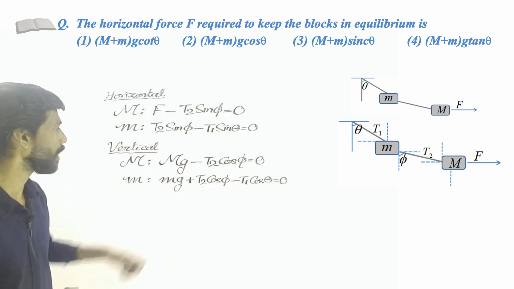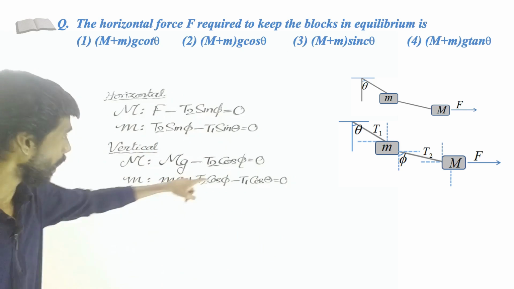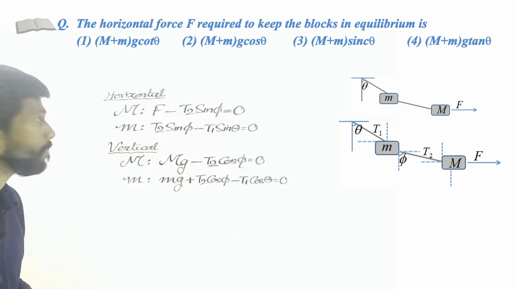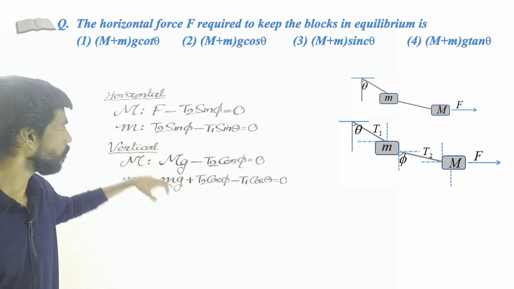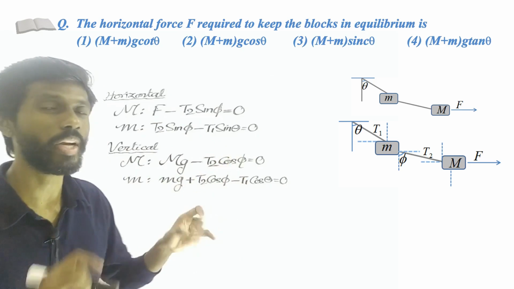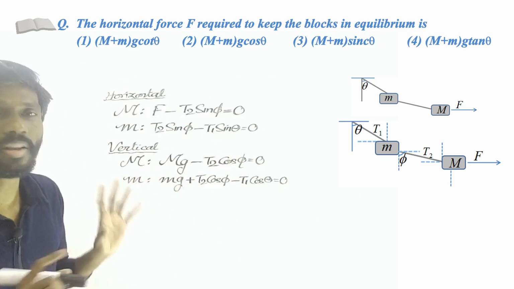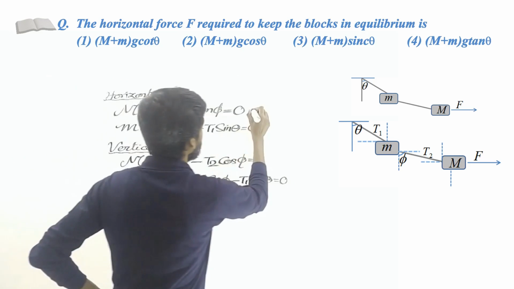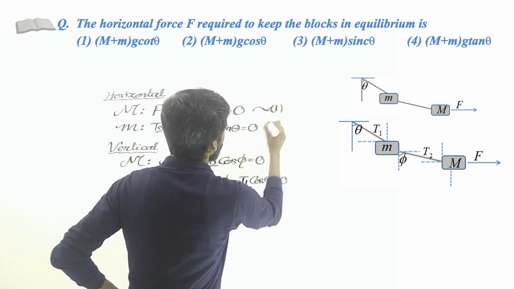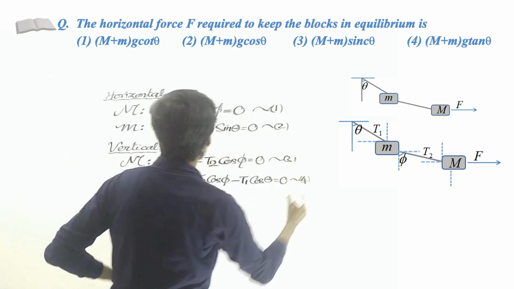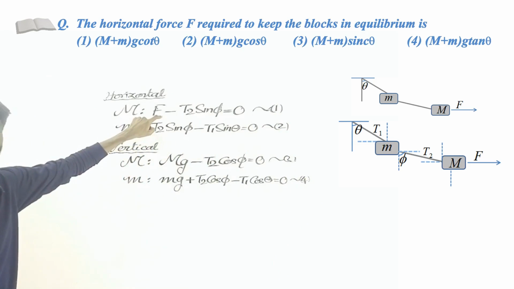Solving them, we should get the required value of F, right? So F is what we need, but we have to eliminate some things. What are the things we have to eliminate? T2, T1, and also phi. These are the things not given in the question. So we have to eliminate T1, T2, and phi. Theta is already given in the question, so we can leave the answer in terms of theta. So let's name them equation number 1, 2, 3, 4. So how will you solve them? We have to find F, eliminating T2, T1, etc.